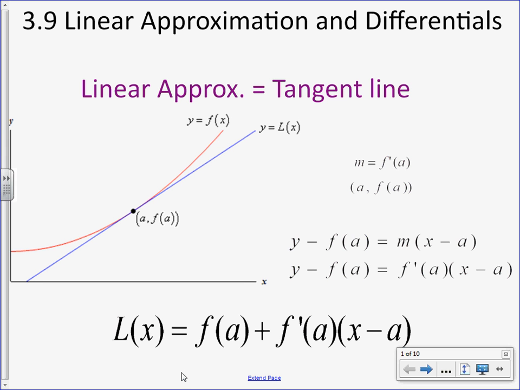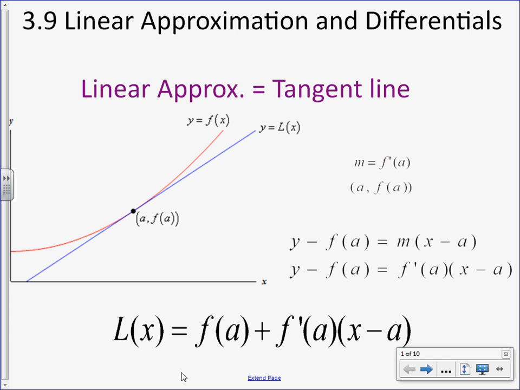Plugging 4.02 into a quadratic, not a lot of fun if you don't have your calculator, right? So what we're going to do today is approximate using our knowledge of tangent lines. The first thing, linear approximation: we're literally going to write the equation of a tangent line and use it to approximate a value.